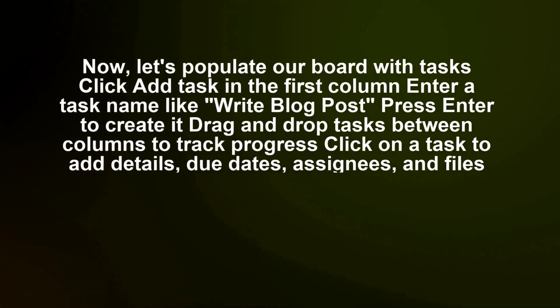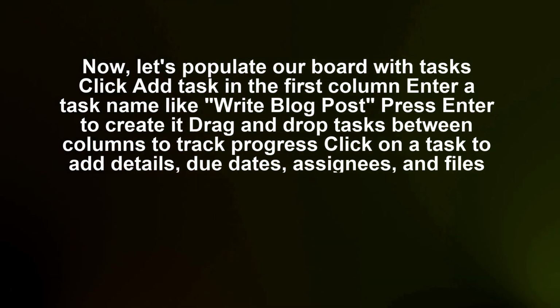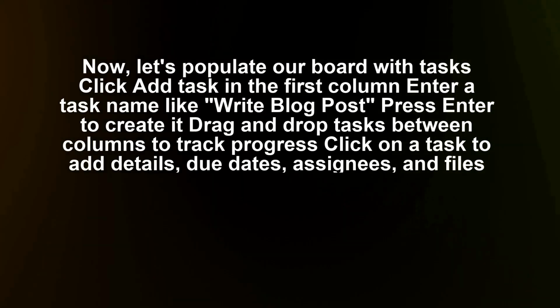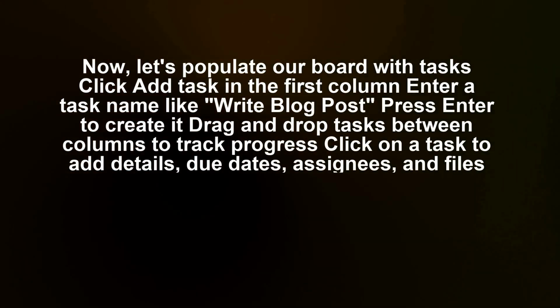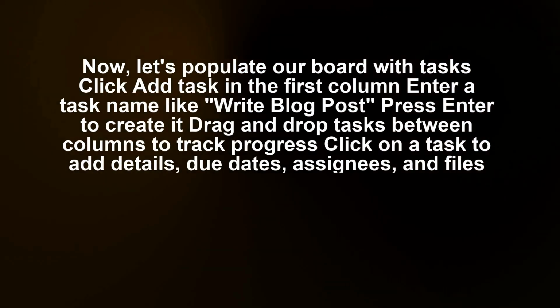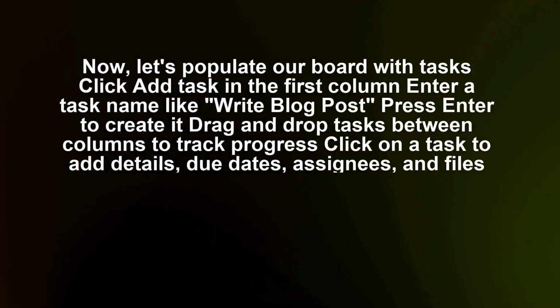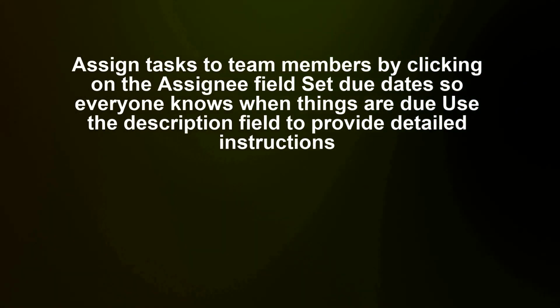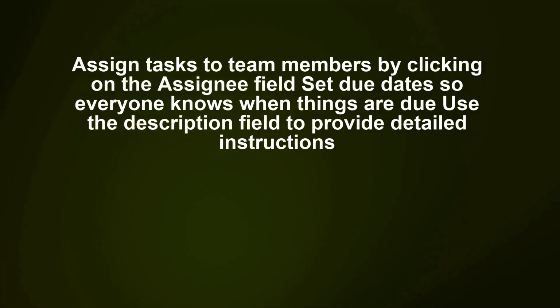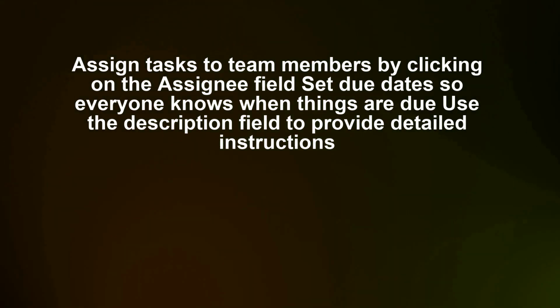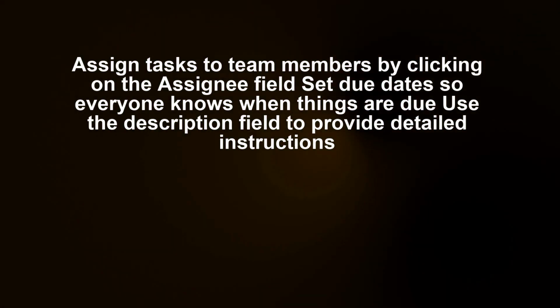Click Add Task. In the first column, enter a task name like Write Blog Post. Press Enter to create it, then drag and drop tasks between columns to track progress. Click on a task to add details, due dates, assignees, and files. Assign tasks to team members by clicking on the assignee field. Set due dates so everyone knows when things are due. Use the description field to provide detailed instructions.